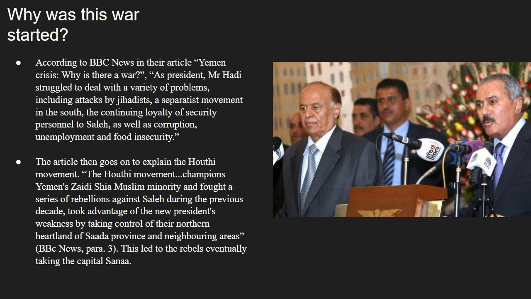This article then goes on to explain the Houthi movement. The Houthi movement champions Yemen's Zaidi Shia Muslim minority and fought a series of rebellions against Saleh during the previous decade. It took advantage of the new president's weakness by taking control of their northern heartland of Saada province and neighboring areas. This led to the rebels eventually taking the capital, Sana'a.